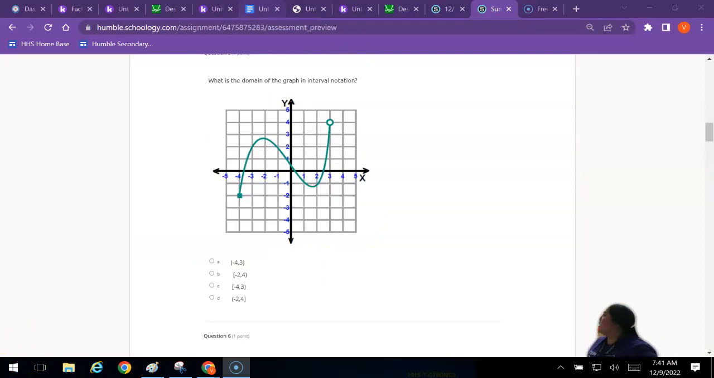Okay, so for this one, since I'm talking about my domain, am I looking for x's or y's? X's. Yep. Good. So I'm looking from what x is this graph to the other x. So this one starts at negative 4, and it ends at 3. Right here. So interval notation means you just tell me from what number? Negative 4 to 3.